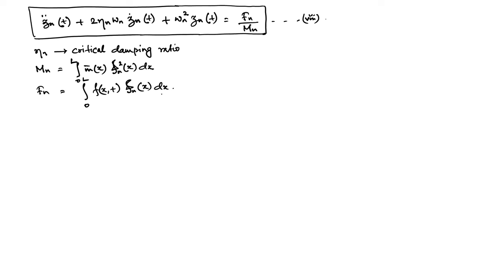So, that is the complete set of equations. For every boundary condition, we can find out what is phi n of x. So, this expression we can obtain. The moment we do that, we can find out what is Mn and what is Fn, that means modal mass and modal force. The moment we do that, we can find out what is Zn of t.